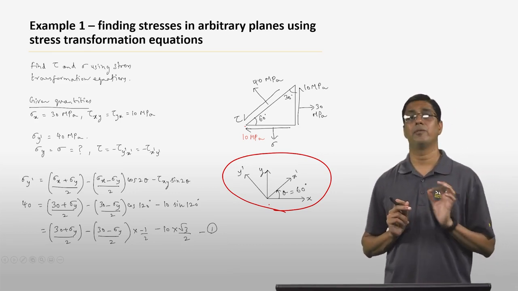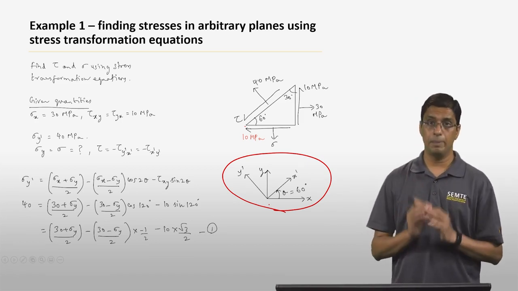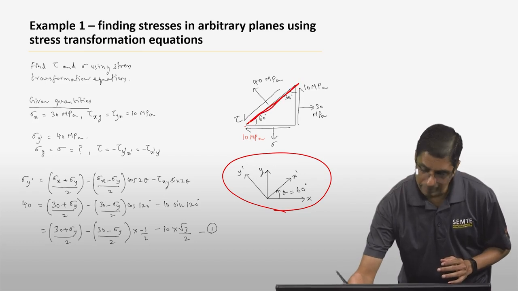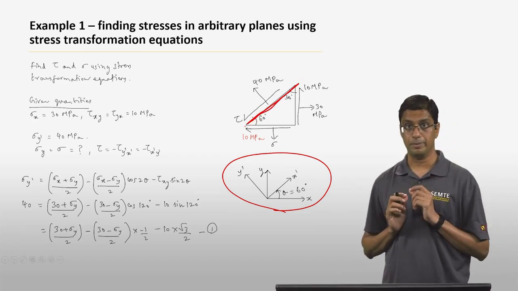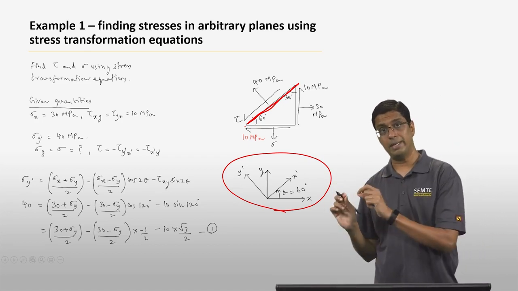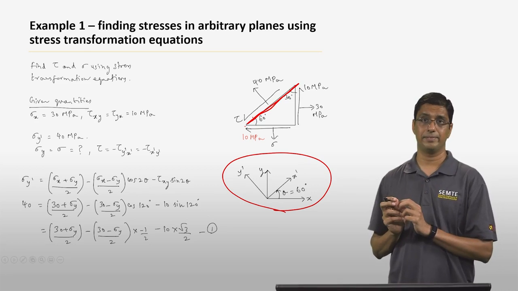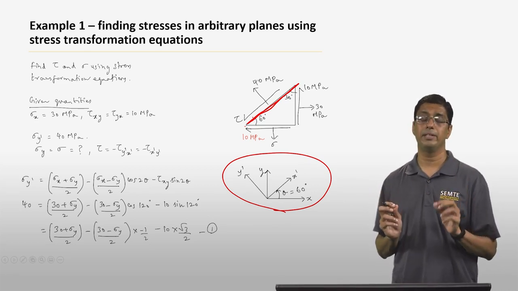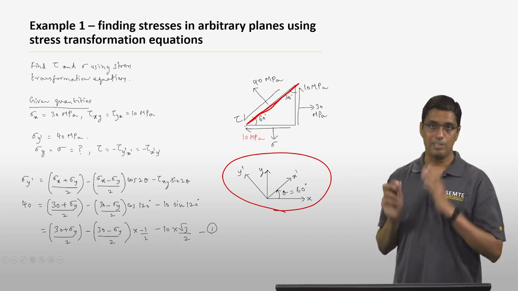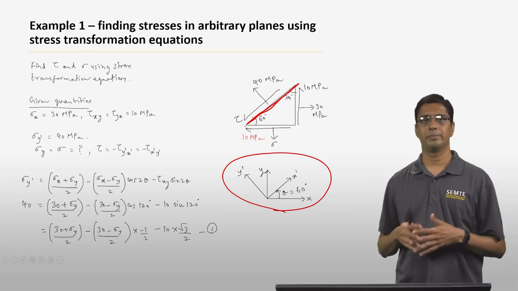So the main thing that I want to note here is that the y prime axis is perpendicular to this inclined plane. It's the y prime axis that is perpendicular, not the x prime axis. So the angle between the x prime axis and the x axis is actually 60 degrees. This is very important, because the angle that you choose for the x prime axis is the one that we'll be using for substitution into the stress transformation equations.